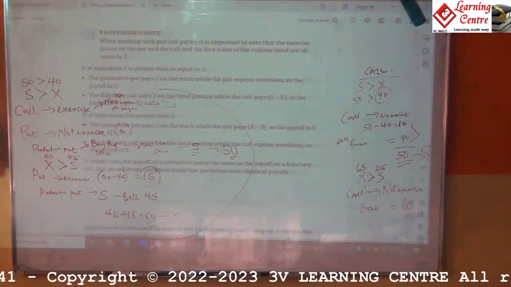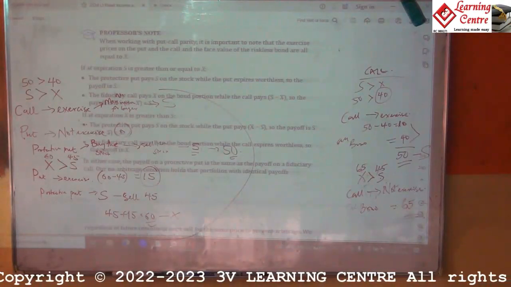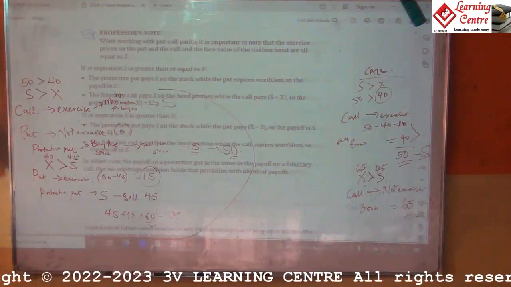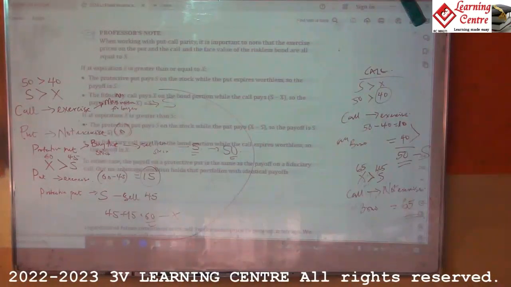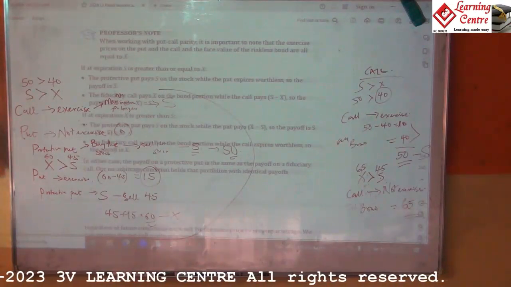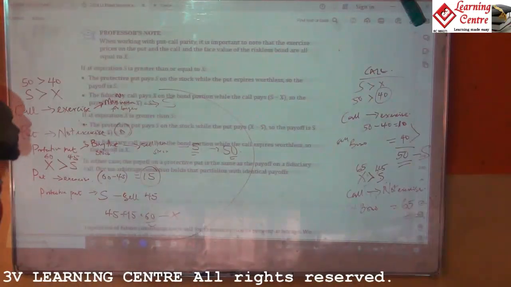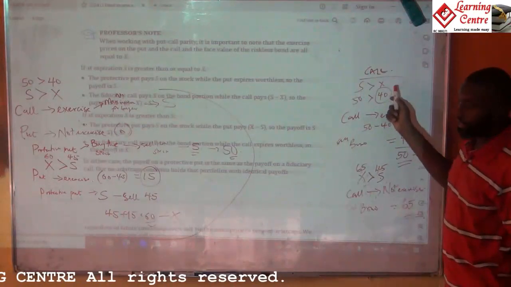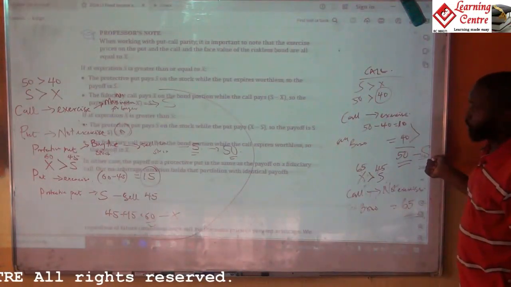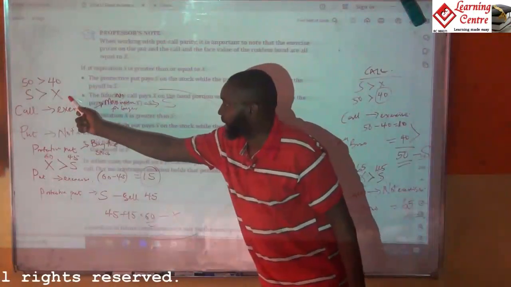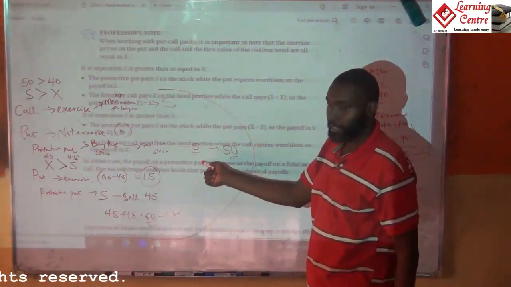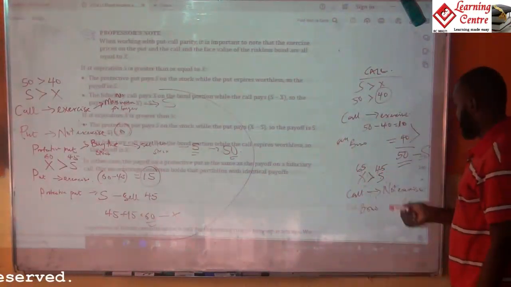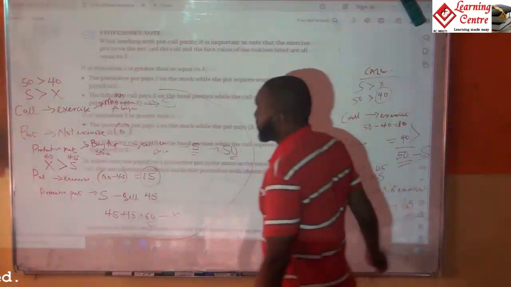So meaning that the protective put is equal to the fiduciary call. If you look at it here, in our first example, when S is greater than X, our payoff was S. When S is less than X, our payoff was X. So that's what you need.